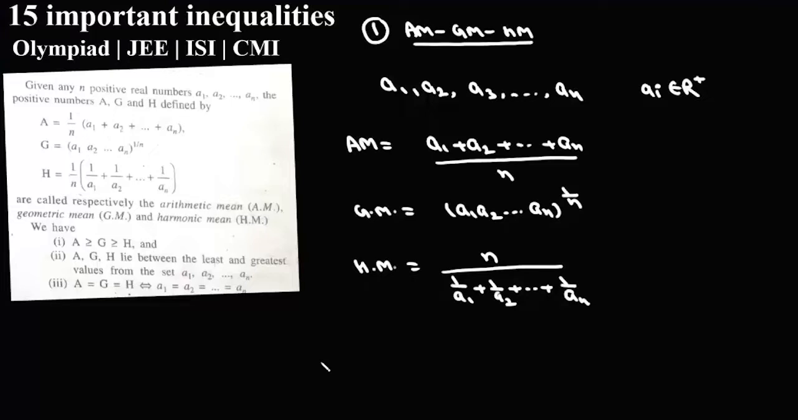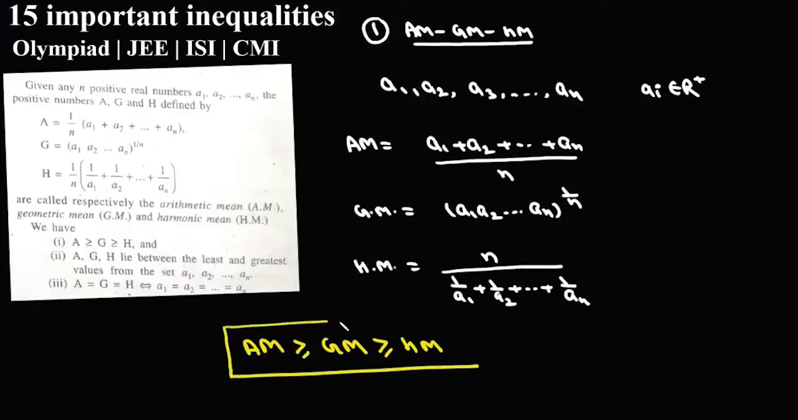Now the relationship between the three means is: arithmetic mean is always greater than or equal to geometric mean, that is always greater than or equal to harmonic mean for positive real numbers. So for positive real numbers, their arithmetic mean will always be greater than their geometric mean and will always be greater than their harmonic mean.